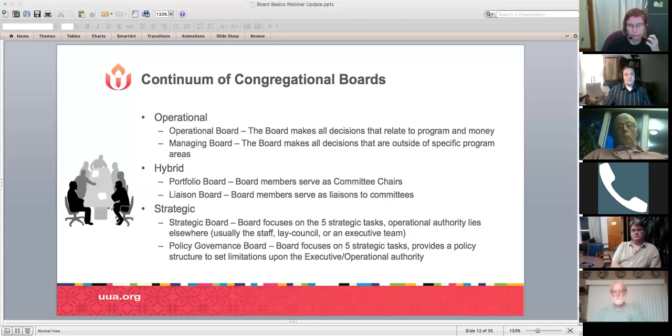We'll talk about the 5 strategic tasks in a few minutes, but they focus their time looking at what is the congregation's mission and vision and how that affects decision making. They focus time on fiduciary responsibility, on congregational assessment, on good policy making and generation, and on strategic planning, planning for the future of the congregation. And someone else in the system is focusing on the administration and operations of the congregation. And there's multiple structures for that.